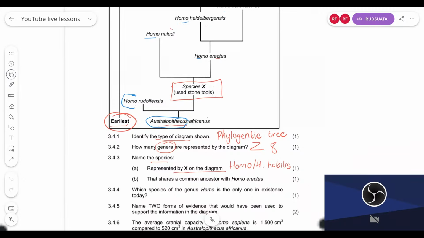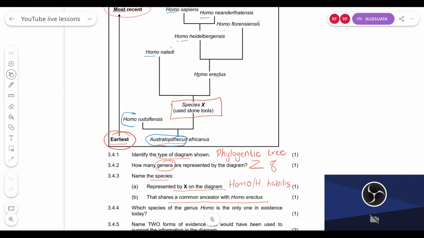And you don't need to know very much about these individuals. Please don't spend too much time studying about them and what they did, where they lived, how long they were there for. You don't need to know actually very much about any of them. Then it says, name the species that shares a common ancestor with Homo erectus.